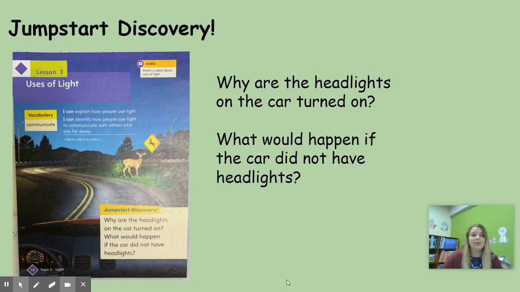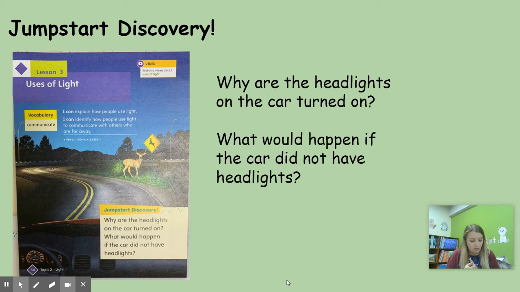All right, so your jumpstart discovery. Why are the headlights on the car turned on? And what would happen if the car did not have headlights? I want you to recognize that without headlights, the road would be dark and dangerous to drive on.